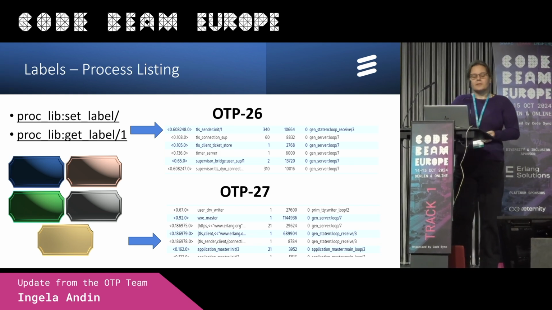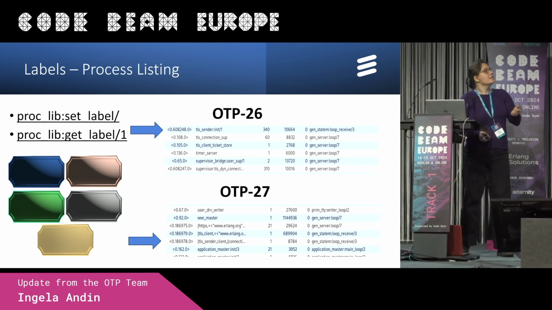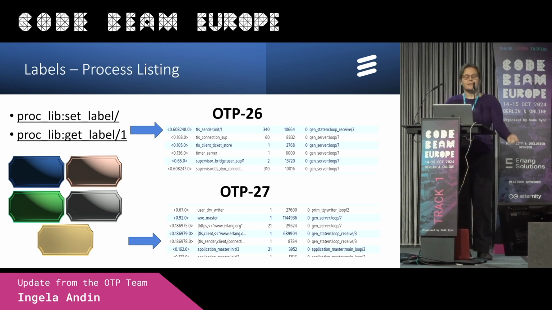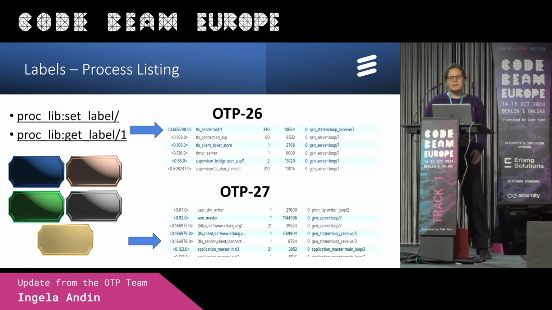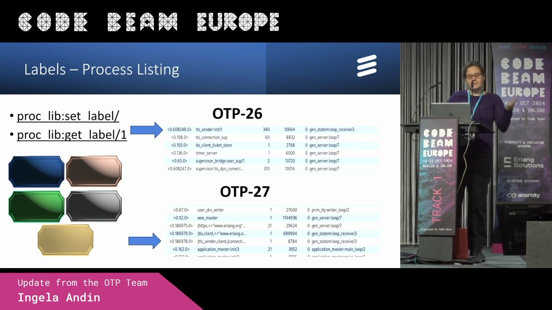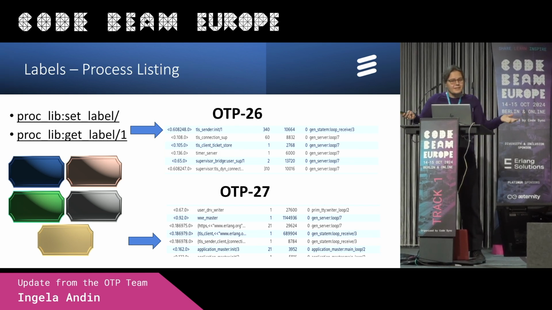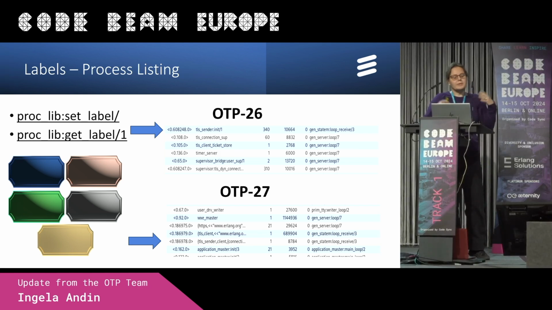So let's take a look at this example. In OTP 26, you can see that we have a TLS sender process, because we can deduce that from the initial function name that is called. But we really don't know anything about it. Is it a client? Is it a server? What is it connecting to? And who is using this, or who is setting this up?